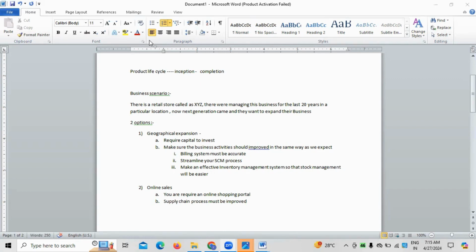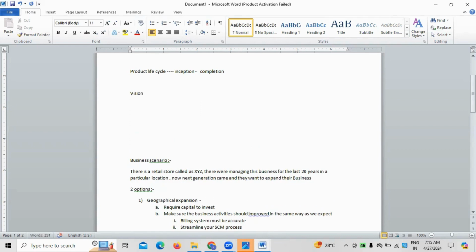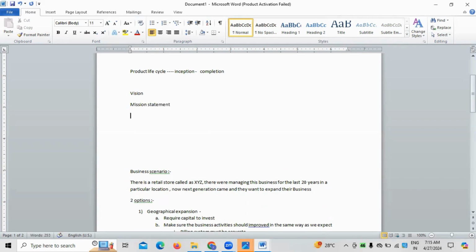So if you are reaching a business goal, if you are having some vision, what is your vision? Vision is to expand your business in different places. Every organization will have some different things. The first one is vision. Every organization, I am not naming any company, will be having a vision statement. Vision is on top, mission statement next.